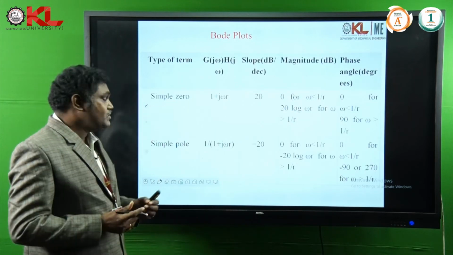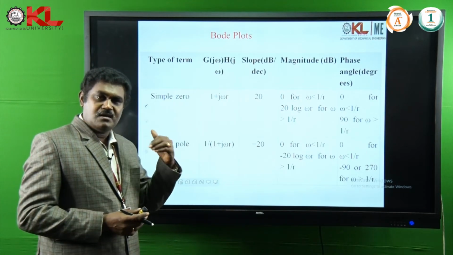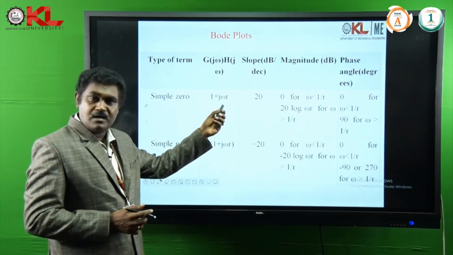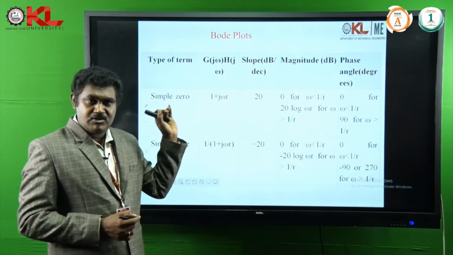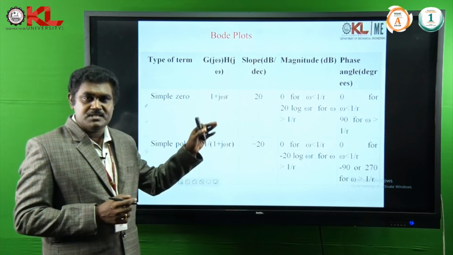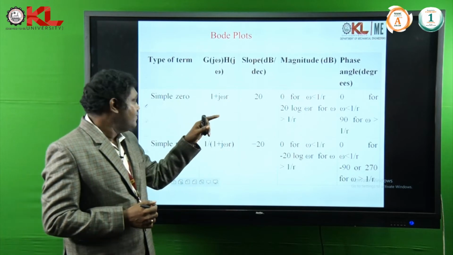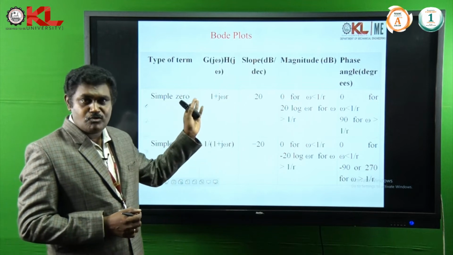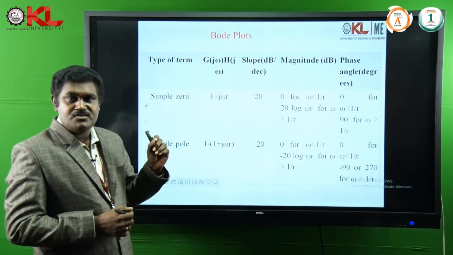Now, see the simple zero. Earlier we saw the zero at origin. Now it is not at origin, it is a simple zero, and the transfer function is 1 plus j omega r. If 1 plus j omega r is the transfer function, the slope is 20 decibels per decade, and the magnitude varies according to the value of the constant r. If omega is less than 1 by r, then the magnitude is 0.